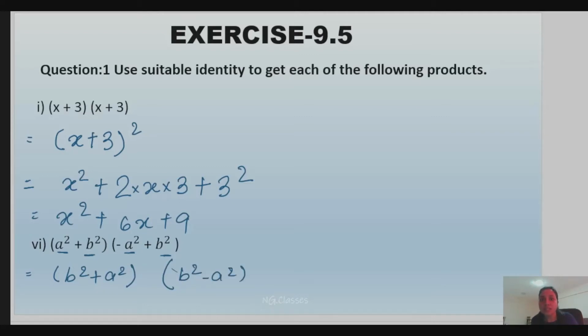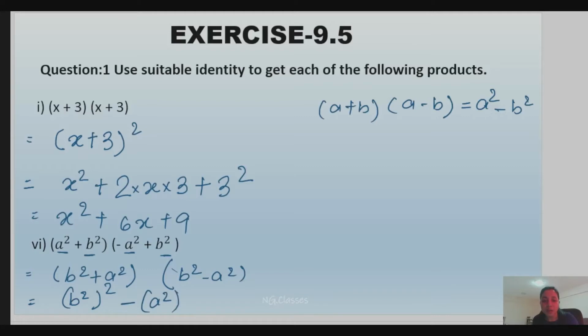Now it looks like the third formula, which says a plus b in one bracket and a minus b in another bracket. When you do the multiplication, you will get a square minus b square. So here our a is b square, that's whole square we have to write, minus the second term, that is a square whole square.